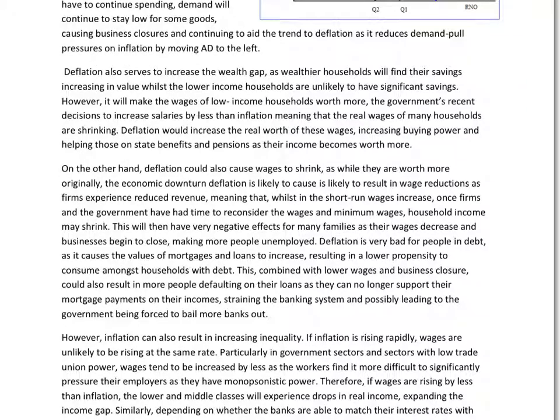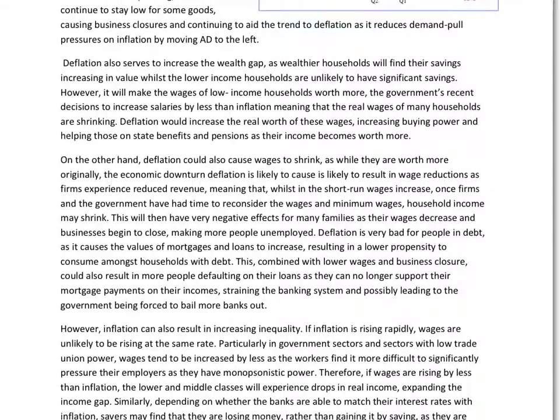This paragraph here on the wealth gap is good. Deflation means that the value of wealth will go up. So if you hold large amounts of wealth, deflation is brilliant for you. Not so sure about this next paragraph here.